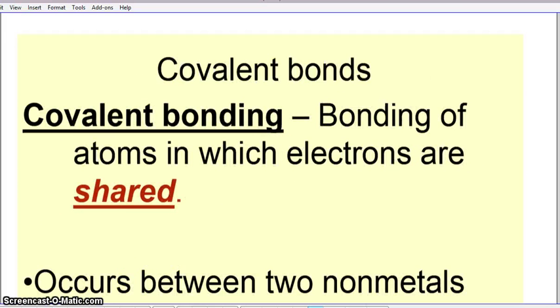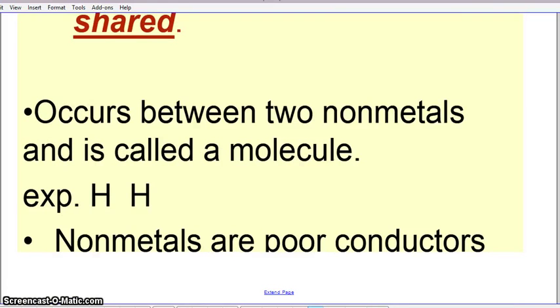All right, so covalent bonds. Covalent bonding is a bonding of atoms in which elements are shared. Very, very healthy, very complementary kind of relationship. This only happens between two nonmetals. I know hydrogen was in a metal column, but it's actually considered a nonmetal. When we get to class, I'll explain why that is. But do realize hydrogen is a nonmetal. And nonmetals are terrible conductors.